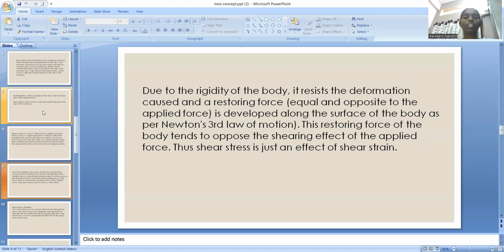Due to the rigidity of a body, it resists the deformation, and a restoring force equal and opposite to the applied force is developed along the surface of the body as per Newton's third law of motion. This restoring force tends to oppose the shearing effect of the applied force. Thus shear stress is just an effect of shear strain.